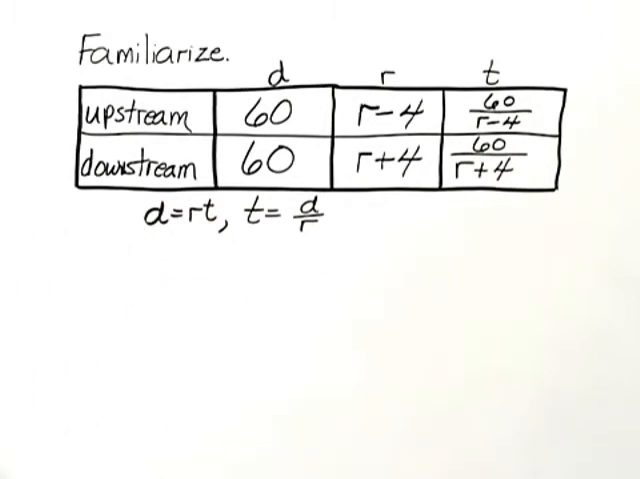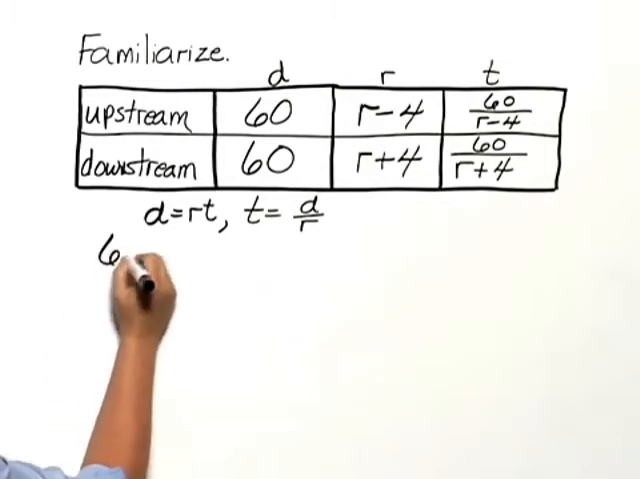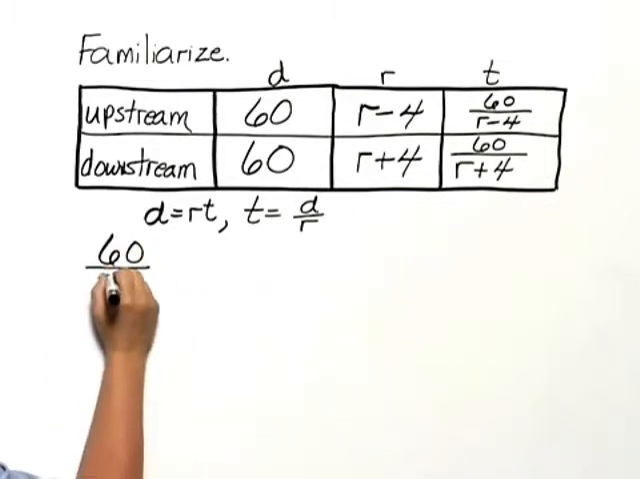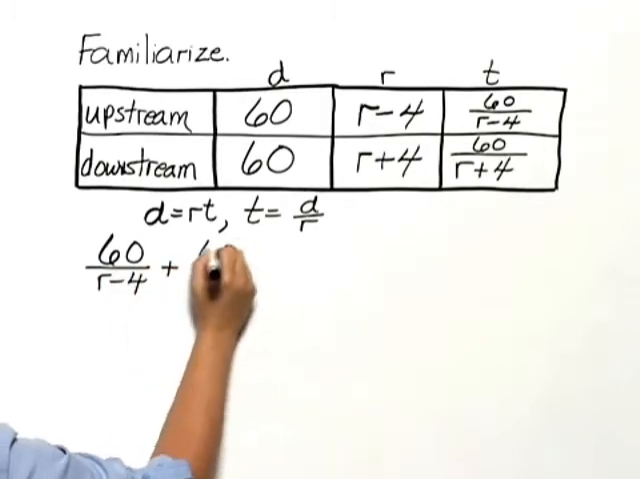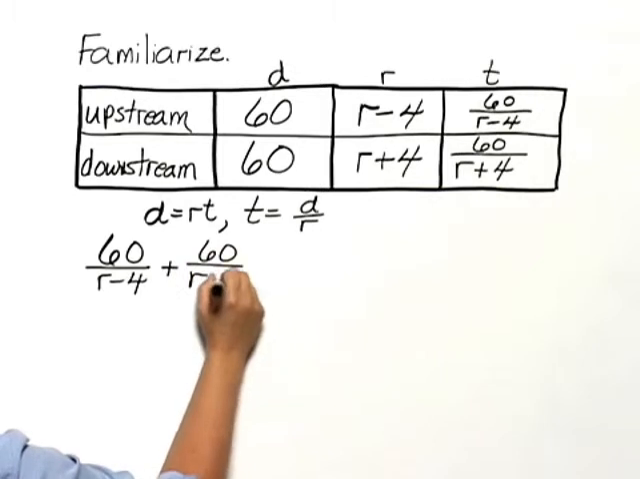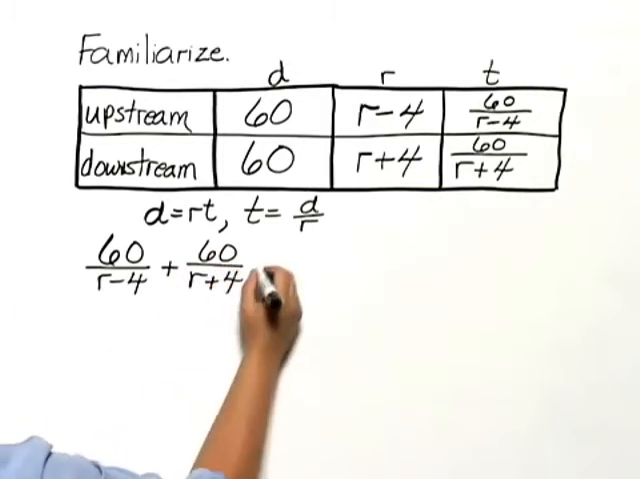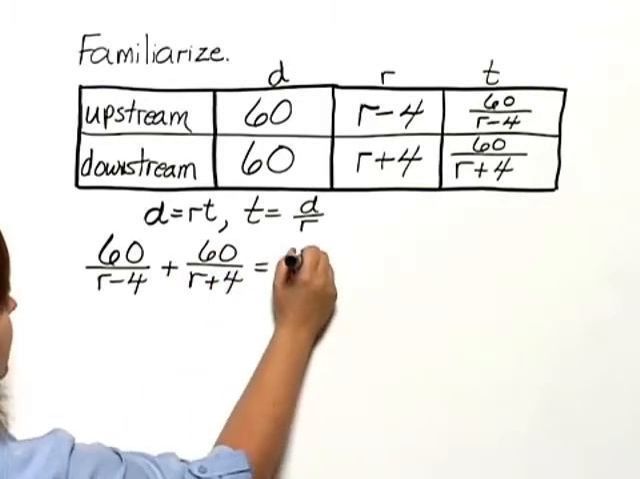Now, in order to translate to an equation, we need to use the last piece of information we're given, and that is that the times, upstream and downstream, add to 8 hours. That's the total trip time. So our equation then would be 60 over R minus 4, the time upstream, plus 60 over R plus 4, that's the time downstream, equals 8.